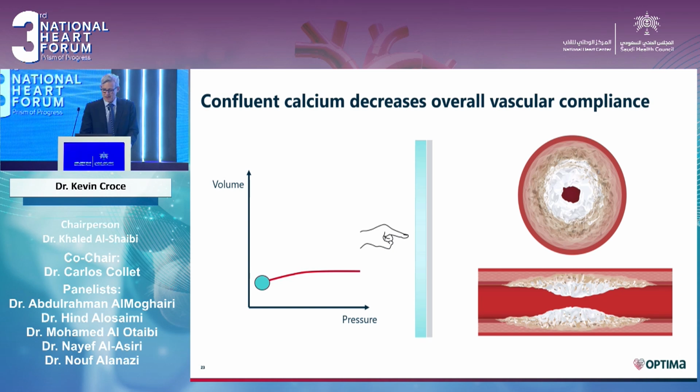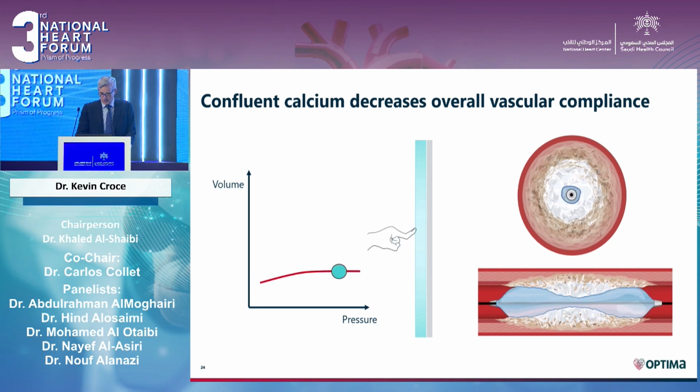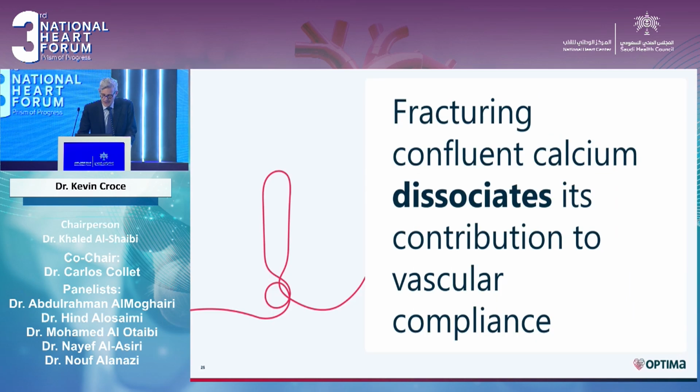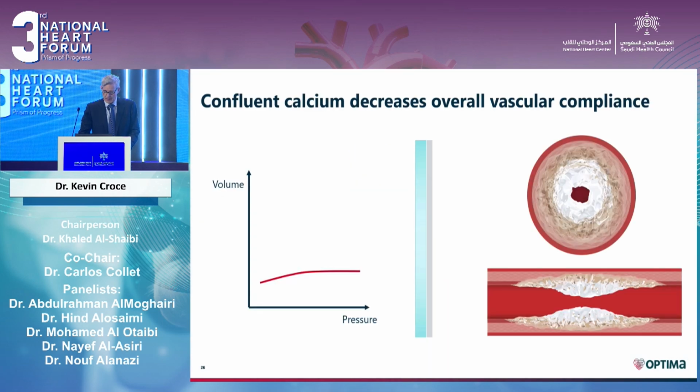So confluent calcium decreases overall vascular compliance. At a given pressure, the artery does not grow, and the balloon volume does not grow either. This is what leads to things like stent underexpansion and poor restoration of luminal gain in stenting procedures. When you push, we're unable to get the calcium to expand, and that ends up being an interventional problem in patients that have calcium. We know that fracturing confluent calcium dissociates its contribution to vascular compliance. It makes the arterial structure softer and allows us to access luminal gain for better interventional outcomes.